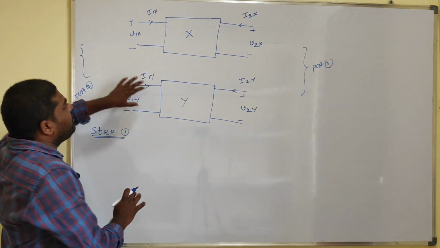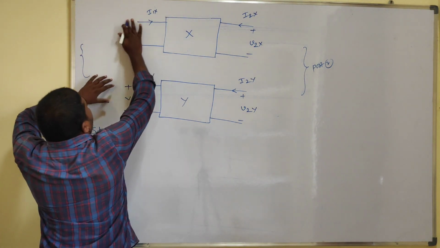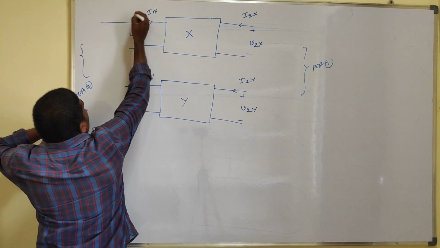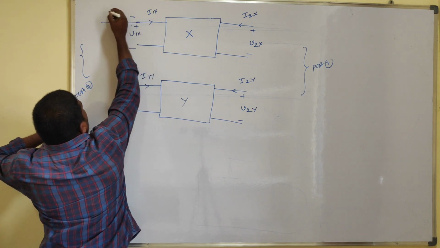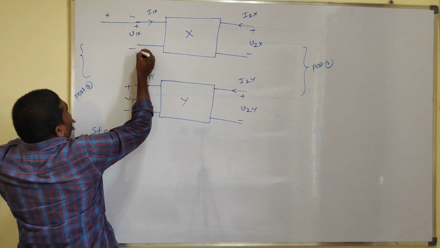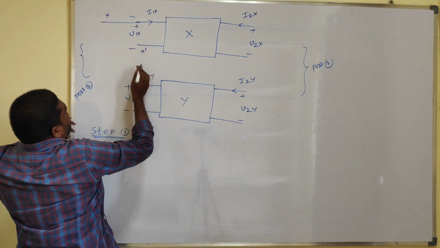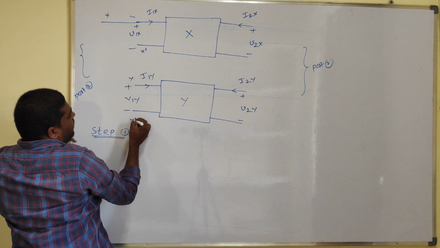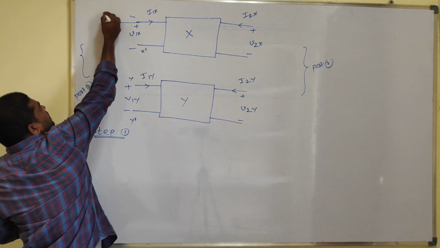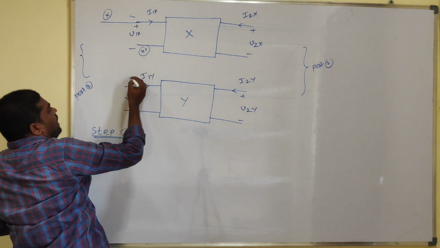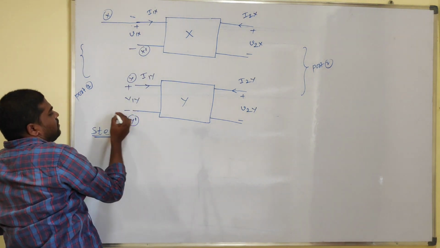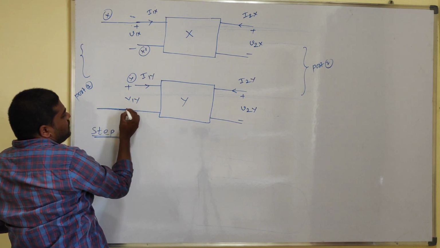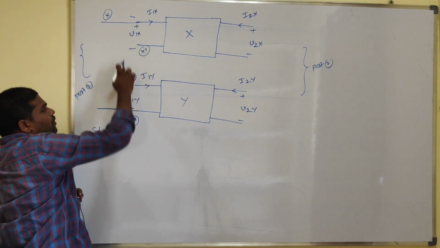In this port 1 we have four terminals. This is the first terminal, I can name it as X terminal, and this one is X dash terminal, and this one is Y terminal, and this one is Y dash terminal. X terminal, X dash terminal, Y terminal and Y dash terminal. So for the port 1 area, we have a total of 4 terminals.